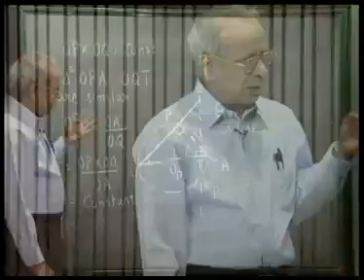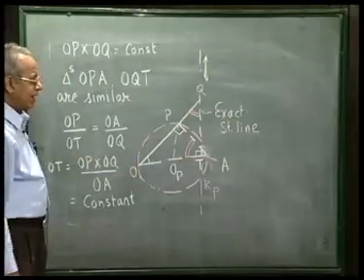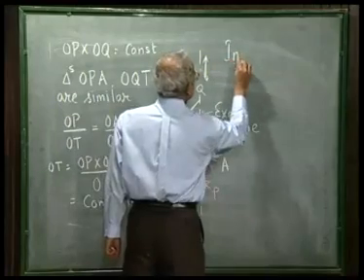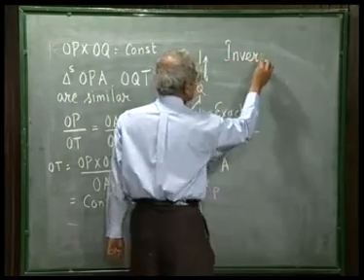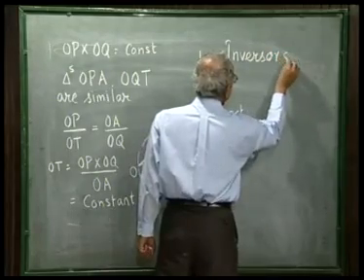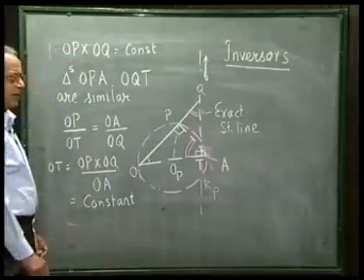Now, linkages with only R pairs having more than 4 links have been designed to generate exact straight lines using this principle, and those are called inversions. Because they use this principle of inversion, such exact straight line generators are called inversors. We shall discuss two such inversors shortly.